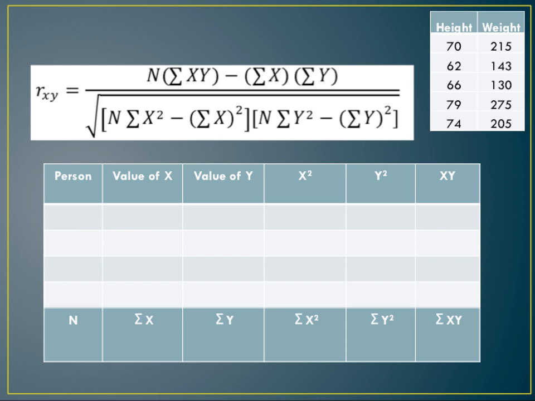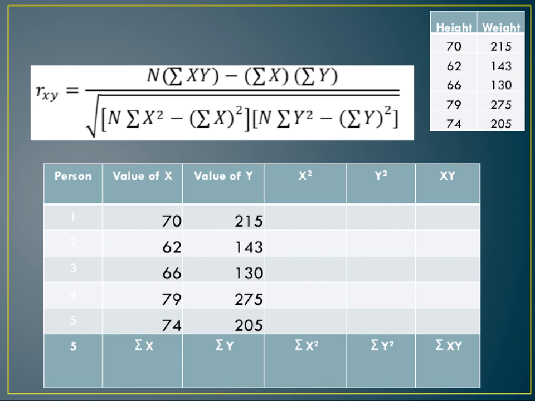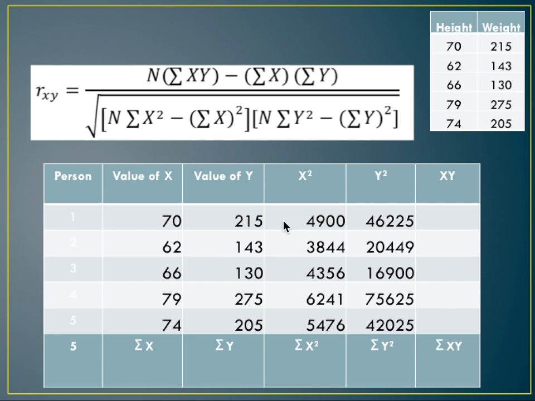So in the case of height and weight, we can plug in our values of x and y. Then we can get our x squared, so you simply take 70 and square it, 62 and square it, 66 and square it, etc. Then you do the same thing with your y values. So 215 squared, 143 squared, 130 squared.